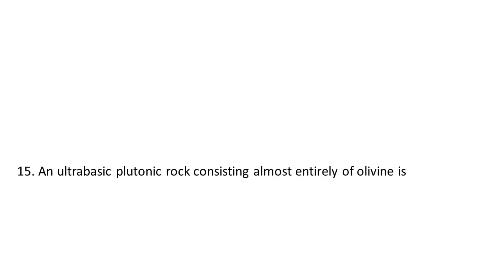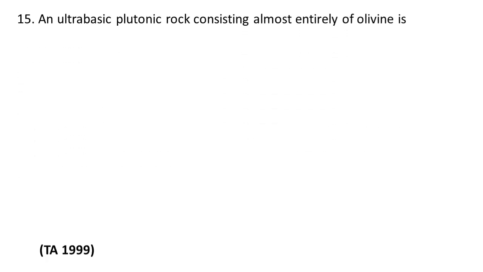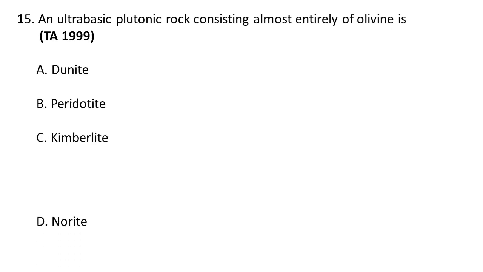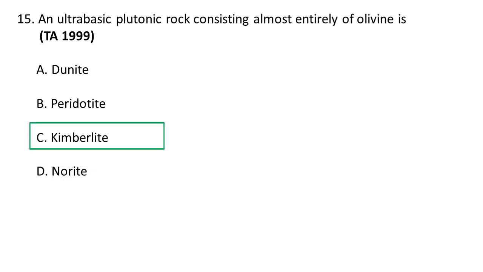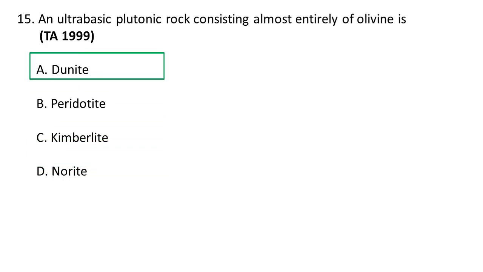Next question. An ultrabasic plutonic rock consisting almost entirely of olivine is A, dunite, B, peridotite, C, kimberlite, and D, norite. So the correct option is A, dunite. This is also a very simple and straightforward question. An ultrabasic plutonic rock consisting entirely of olivine is known as a dunite. Dunite is a coarse-grained and greenish colored igneous rock that is rich in olivine, and it is also known as olivinite. A is the correct option.